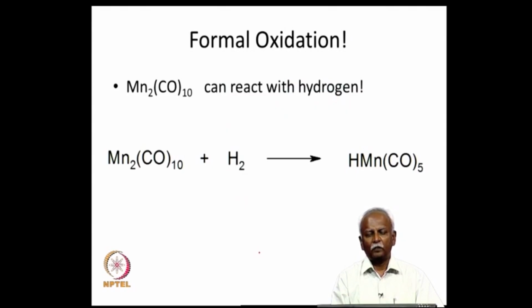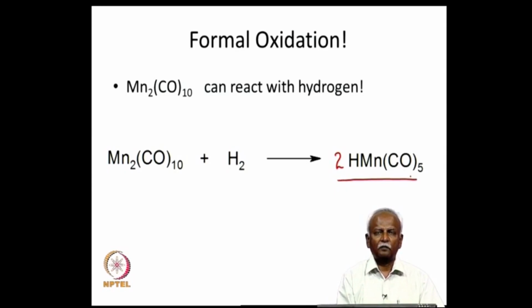The first thing that we need to notice is that this reaction is in fact a formal oxidation. It is not indicative of the charge on the metal atom. Now, Mn2(CO)10, that is dimanganese decacarbonyl, can in fact react directly with hydrogen under pressure. So, if you treat Mn2(CO)10 with H2, then you get two molecules of HMn(CO)5, and this can be understood as a very simple breaking of the manganese-manganese bond.